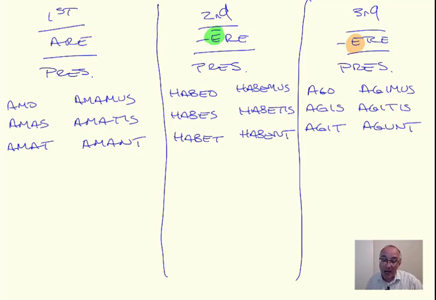So, amo, amas, amat, amamus, amatis, amant is the present tense for the first conjugation. Habeo, habes, habet, habemus, habetis, habent is the present tense for the second conjugation. Ago, agis, agit, agimus, agitis, agunt. Agunt with a U. You know what? The Romans don't like that -int sound. They don't like to make that -int, and they avoid it whenever possible. There's one time in which they'll use the -int, but that's it. It just seems weird to them. They don't like their mouths to move that way.